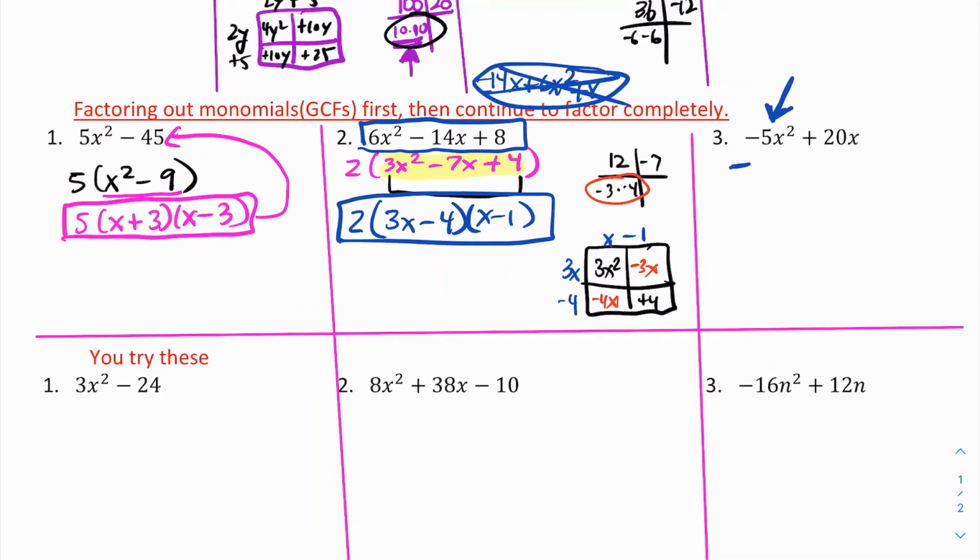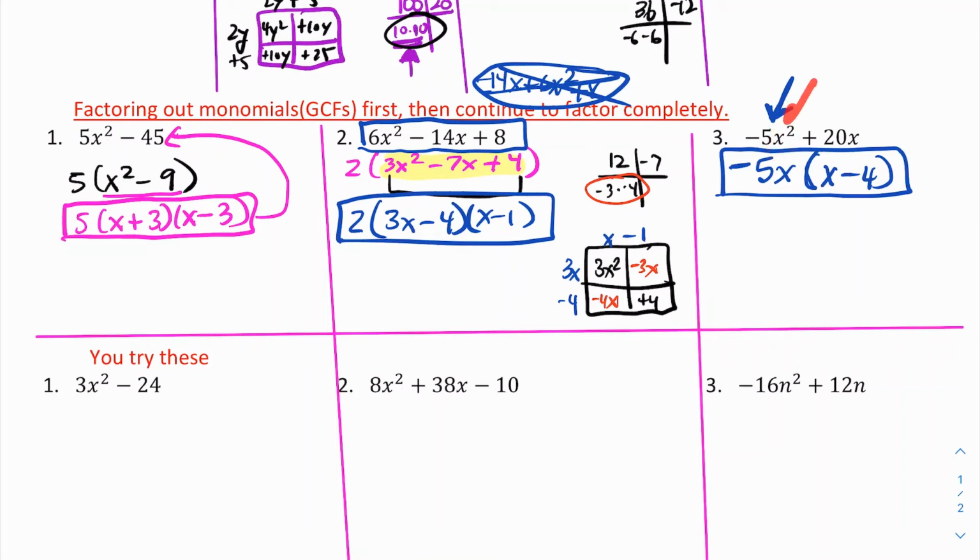So these have a 5 in common and an x in common. So if I take out a minus 5x, that's going to leave me with x minus 4. And the reason it's x minus 4 is because if I multiply these 2 together, that gives me negative 5x squared. And if I multiply these 2 together, it's going to give me plus 20. Okay? Now, you cannot factor this x minus 4 because it's an x. It's not an x squared. You've already split up the x squared into this x and this x. You can't split it up anymore because there's only two of them, okay?